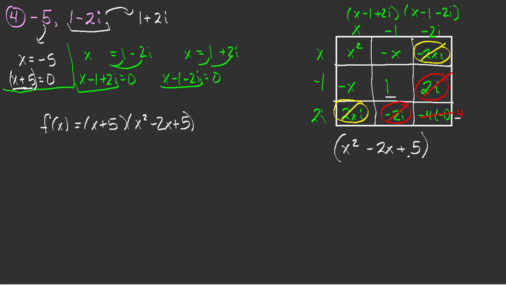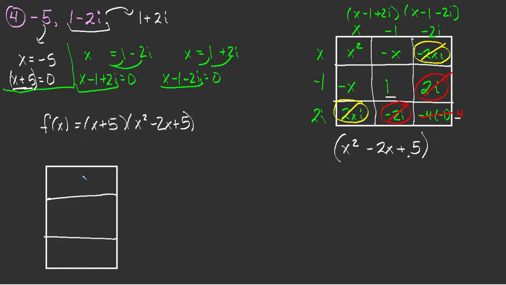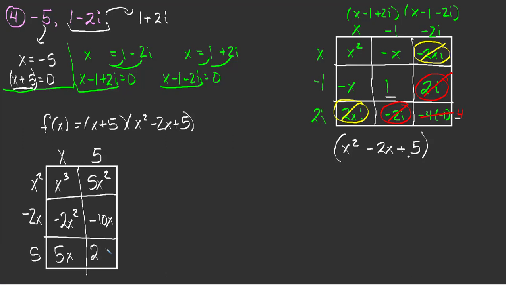Now we're going to multiply these two together, and that's where we use that 3 by 3 again, or excuse me, 2 by 3 again. We have 3 rows, 2 columns, and this is x plus 5. This is x squared, negative 2x, positive 5. And so we have x cubed. Multiply that, we get 5x squared, negative 2x squared, negative 10x, 5x, and 25.